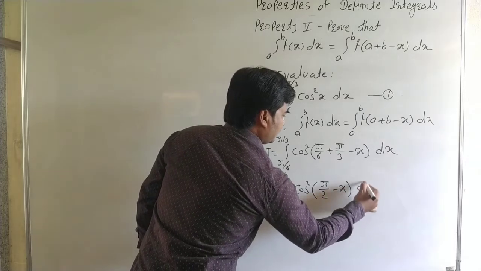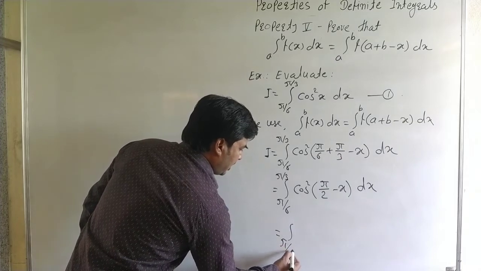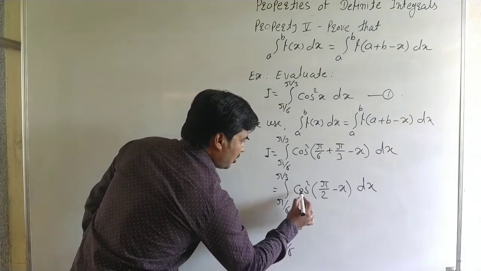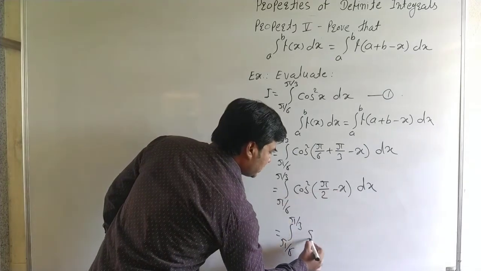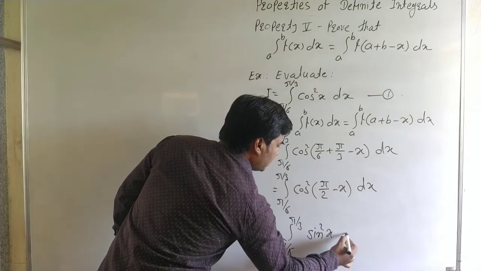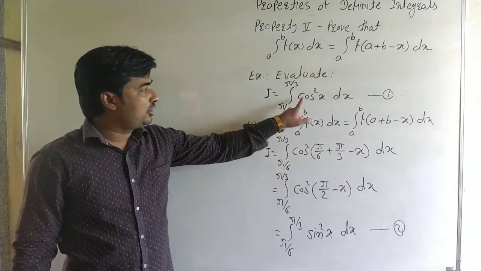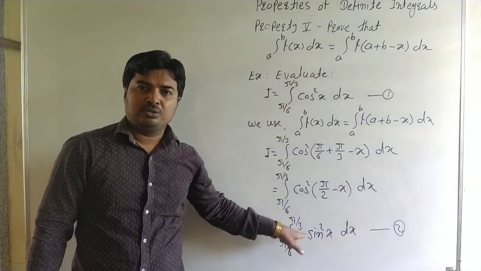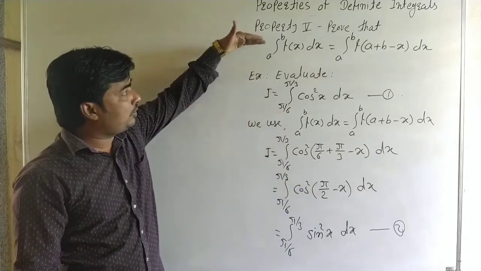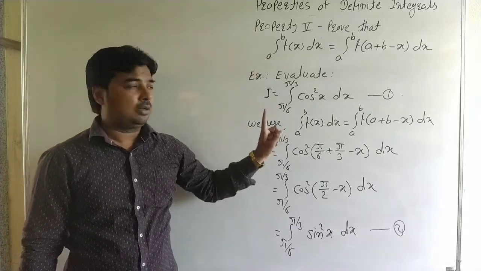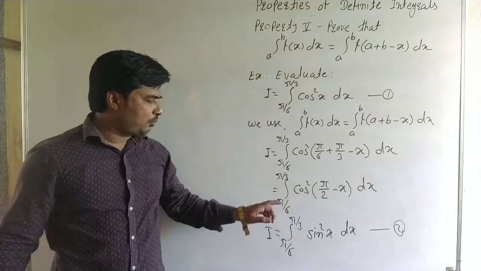Now we use the trigonometric formula for the allied angle: cos of (pi by 2 minus theta) is sine theta. Therefore we can write sine square x dx. By using the property we get this integral. Here is the original integral, and by using the property of the integral we get this integral.